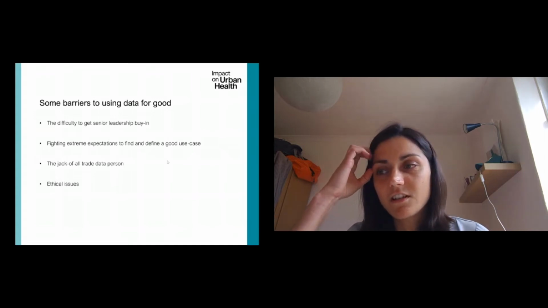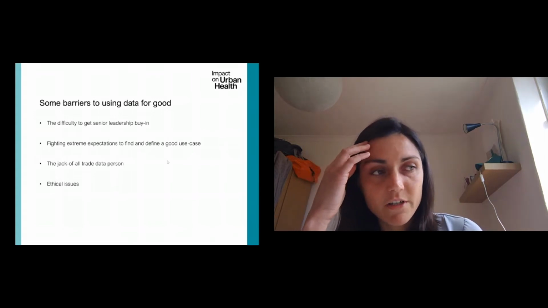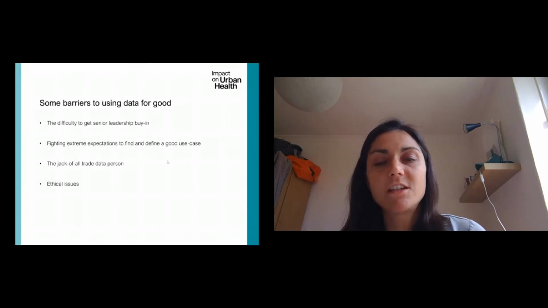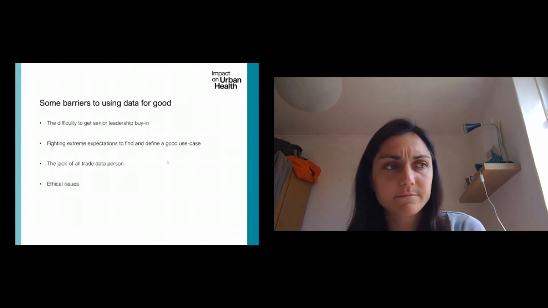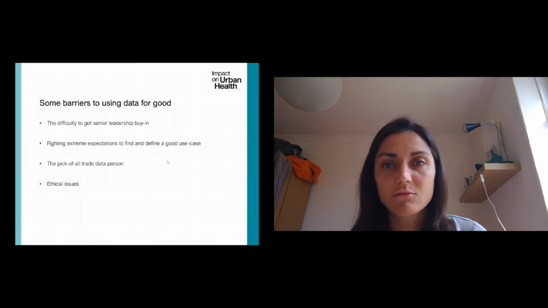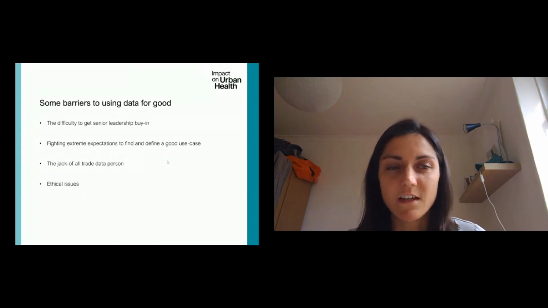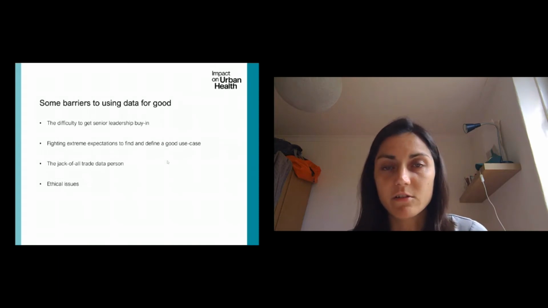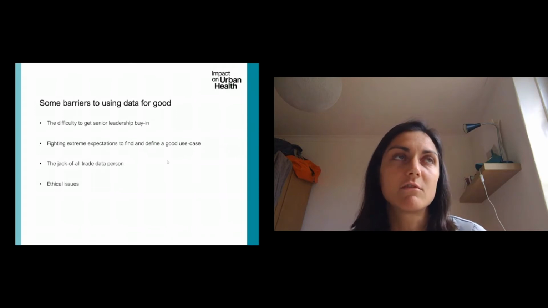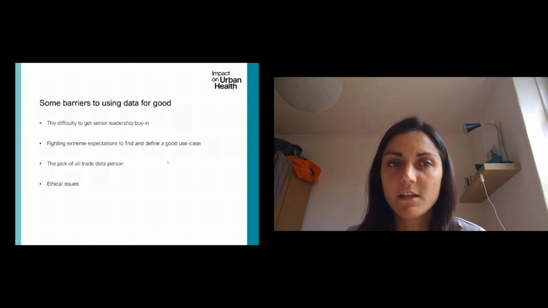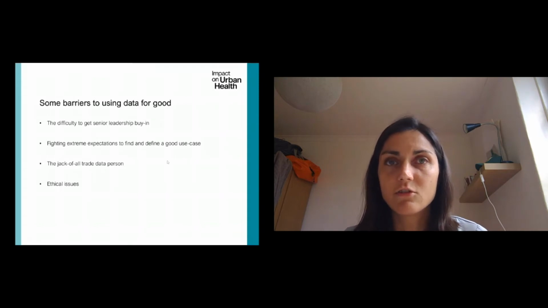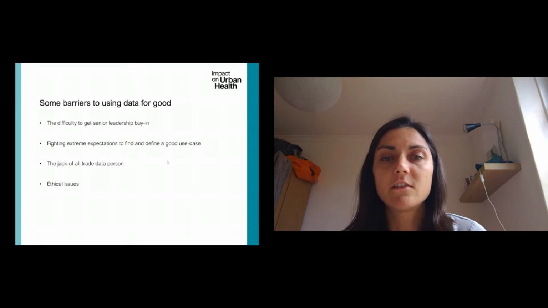And then the last thing, which I think is a really important one, is ethical issues, which I'm really keen to have more conversations about. I think a lot of the time, on the basis that data has been used either for really bad use cases or with good intentions but with terrible consequences, people tend to be quite scared to even approach it. And particularly at Impact on Urban Health, we're trying to really open up the conversation around how can we do data responsibly, because we recognize that not doing it also has consequences.